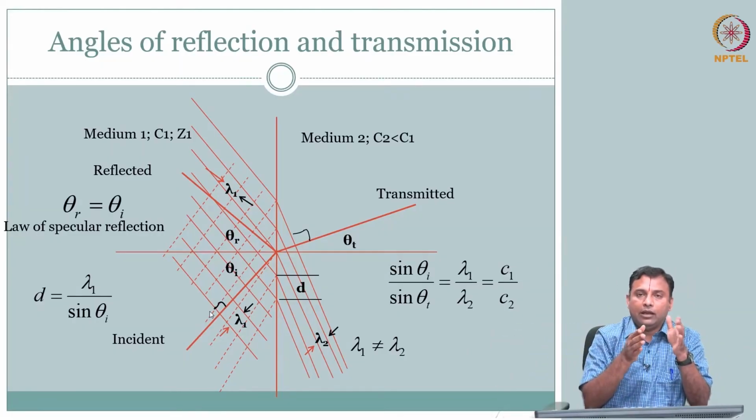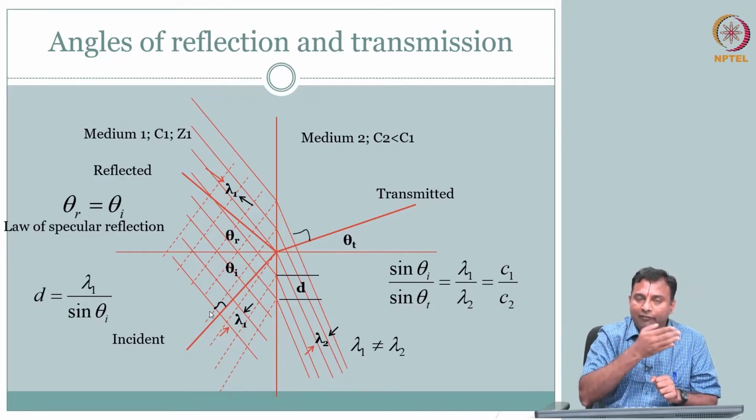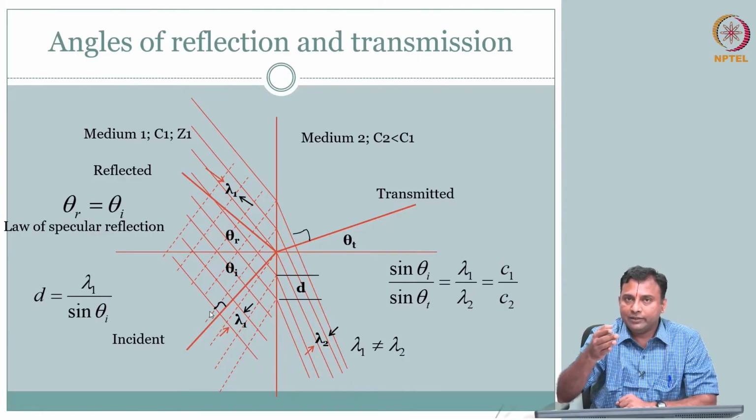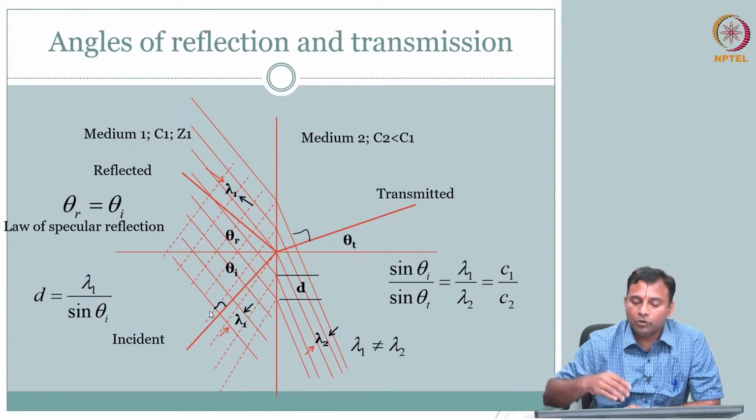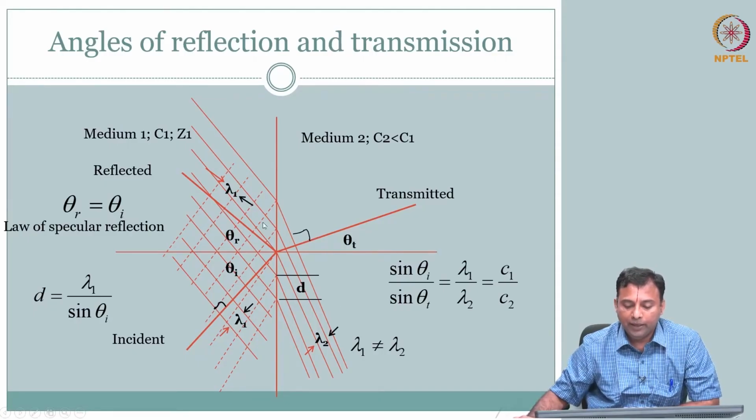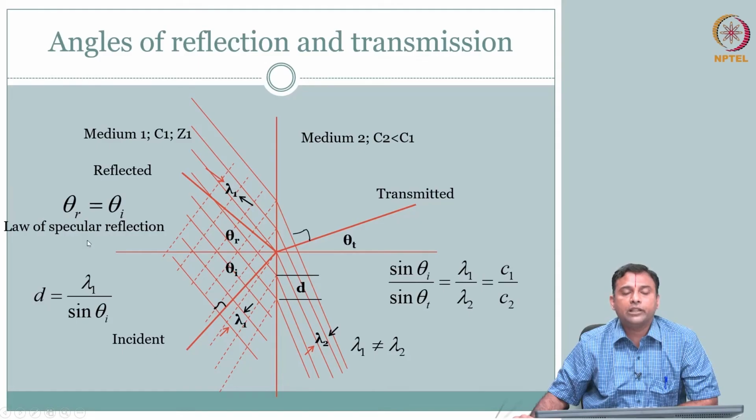So I have a wave that is coming, I have an interface, on the same side wave is coming back, in the forward direction some amount is propagated. That is what this plane wave shows. Here the dotted lines are the reflected waves, the solid lines are the transmitted waves in the medium 2. So you have the law of specular reflection, which states that theta I is equal to theta r. So I hit at theta I, angle of incidence, angle of reflection, theta I equal to theta r.